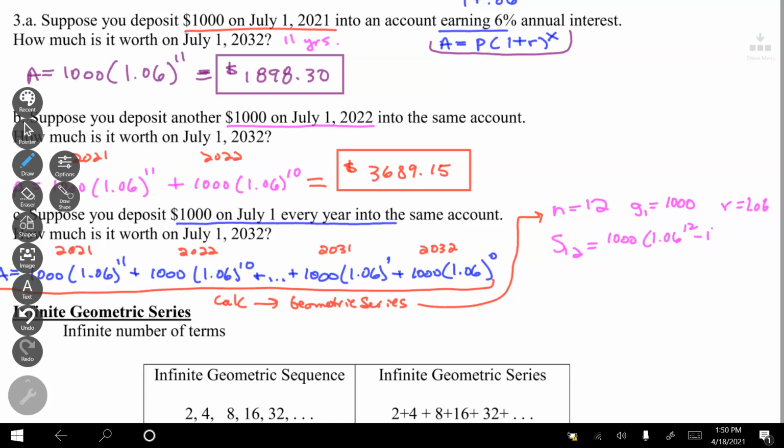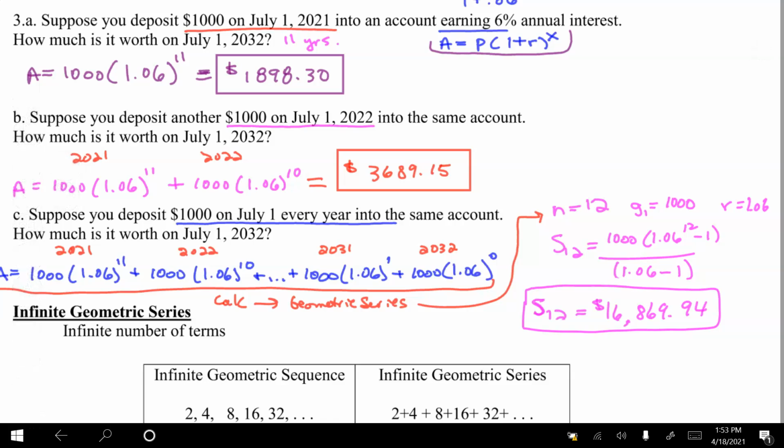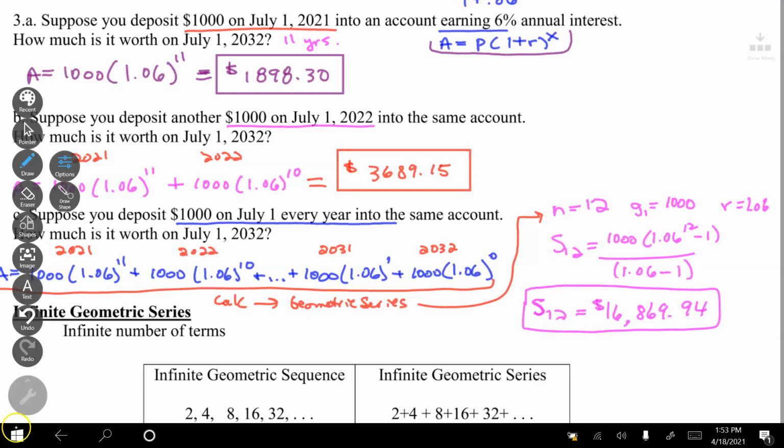1.06 to the 12th minus 1, over 1.06 minus 1. I just type this in the calculator. So I put this in the calculator, and I have almost $17,000 in the bank. That means since I made 12 deposits from 2021 to 2032, I put $12,000 into the bank, and 11 years later, I have about $5,000 in interest earned.